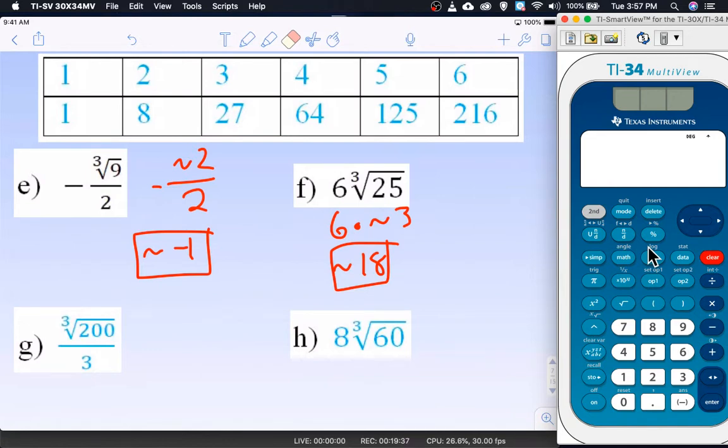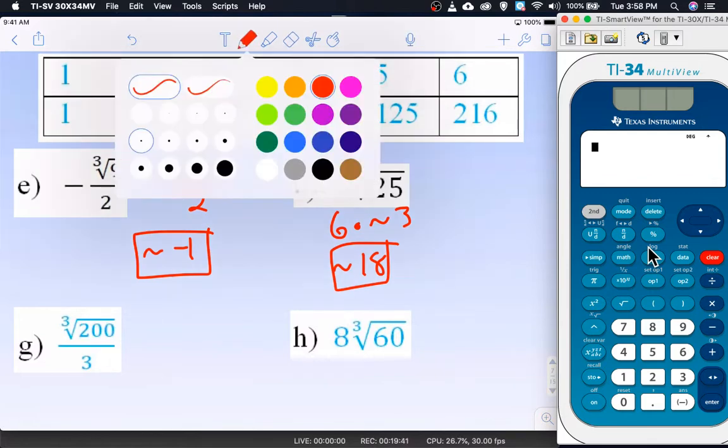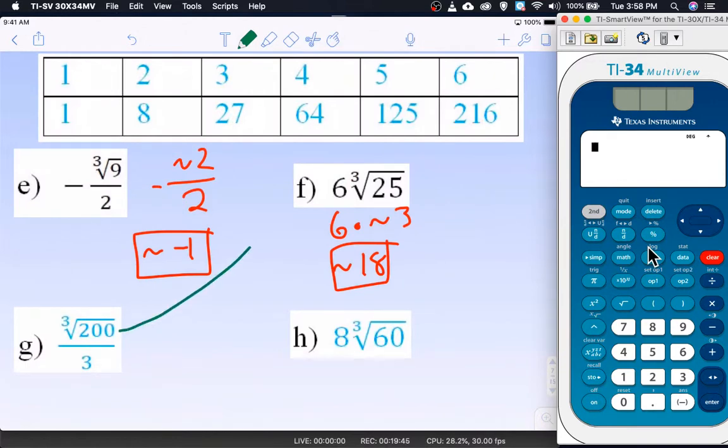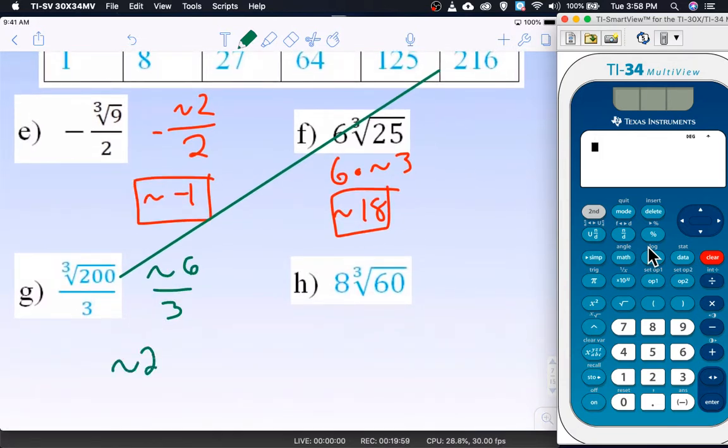All right, letter G, cube root of 200. Let's change color again. Green. Cube root of 200 would be in there. I almost picked the wrong spot. It's quite a bit closer to the 6, so that is about 6 divided by 3, which gives me an answer of about 2. Hopefully you got that as well.